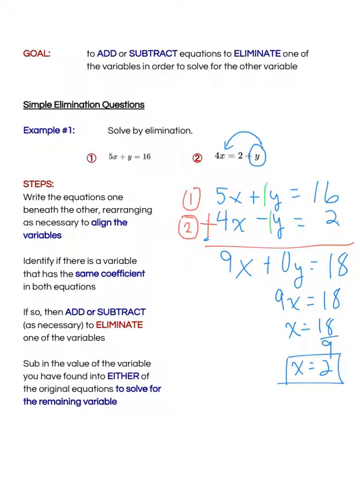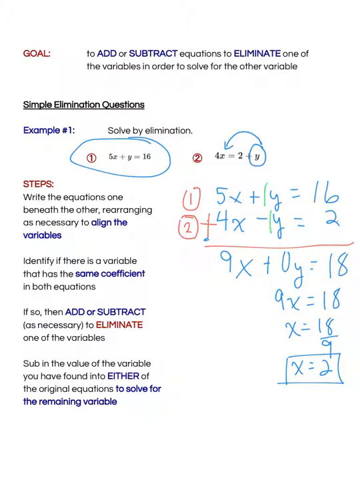So the only thing left to do is to do exactly what we did with the substitution method, which is to choose either of the two original equations to use to solve for the other variable. In this case, the other variable is y. So I'm going to choose original equation number 1, and I'm going to sub in that x is equal to 2.